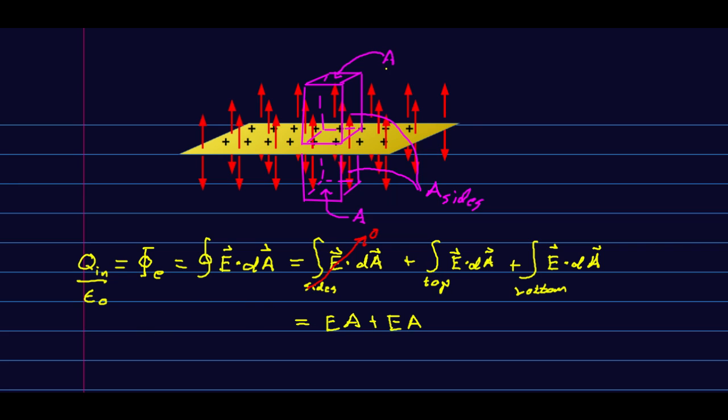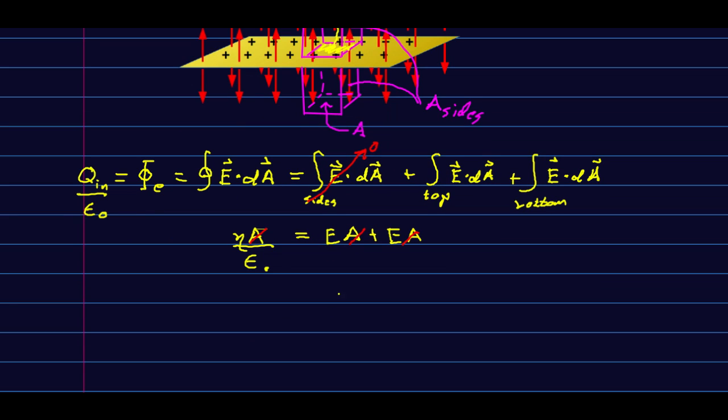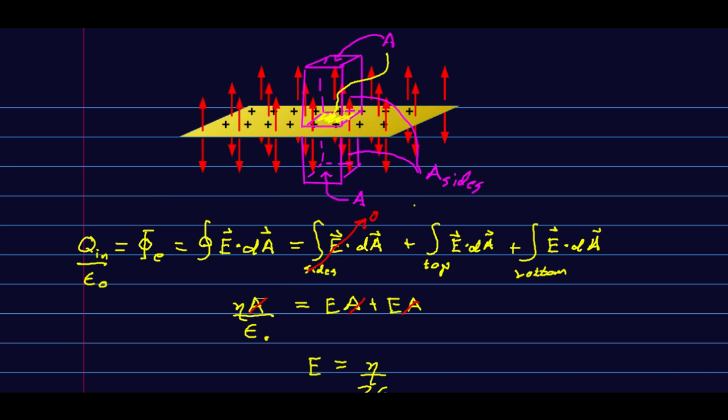Oh, well, think of Q inside. If this area is A, then so is this area here. And so this is just eta A over epsilon naught, where eta is the charge density on our surface. Oh, look, we have a common factor of A on both sides, and so it's gone. And so we have 2E equals eta over epsilon naught, or in other words, E is eta over 2 epsilon naught, in 3 relatively simple lines with a symmetry argument.